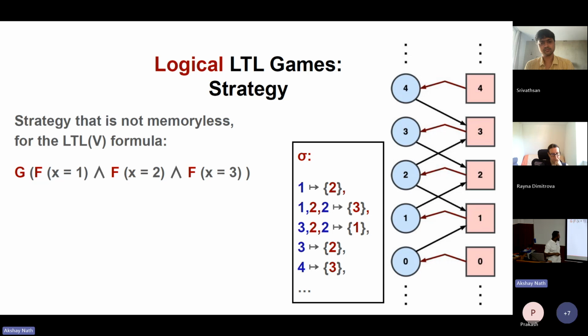And in that sense, you cannot just collapse these two plays into one. From 1 to 2, you'll play 3. From 3 to 2, you'll play 1. You cannot collapse them. The strategies are different.